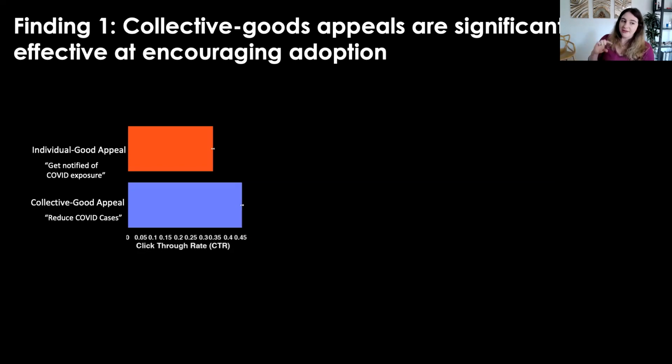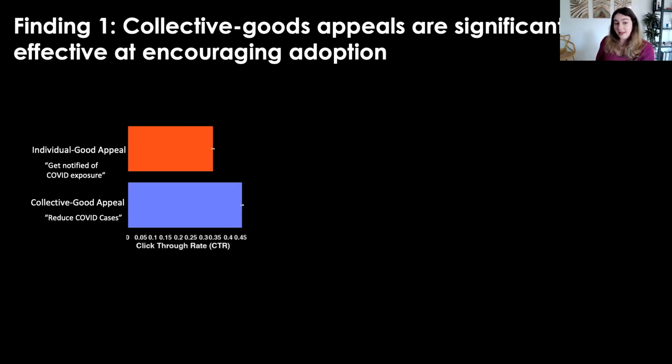And I'll note that this question of individual versus collective goods appeals, while it came out in some of our results as well, as we discussed, is also a thing that was at the time being debated in a lot of the policy literature around even how do you get people to wear masks? How do you get people to do any of these pro-social health behaviors in COVID? Is it better to appeal to individual good or collective good? This also tends to be a question with other mHealth or mobile health apps.